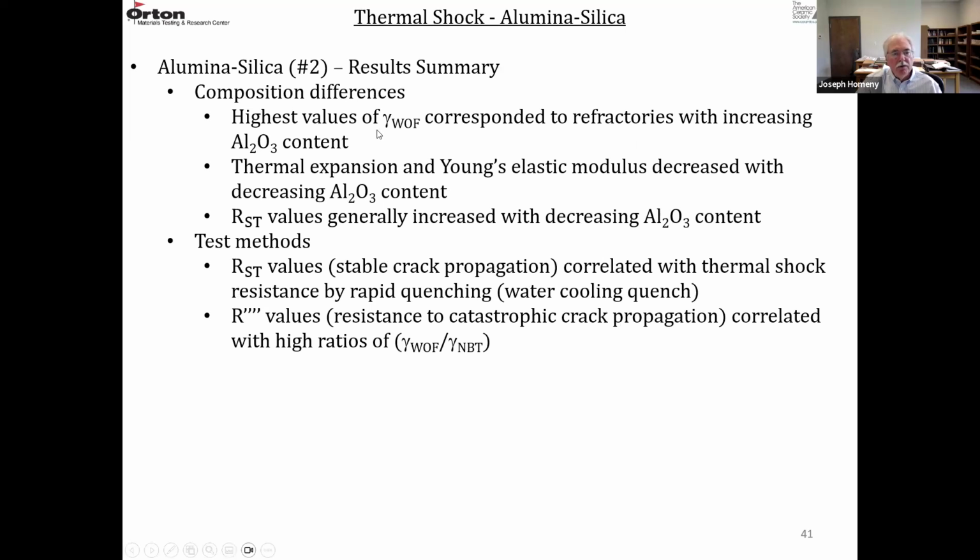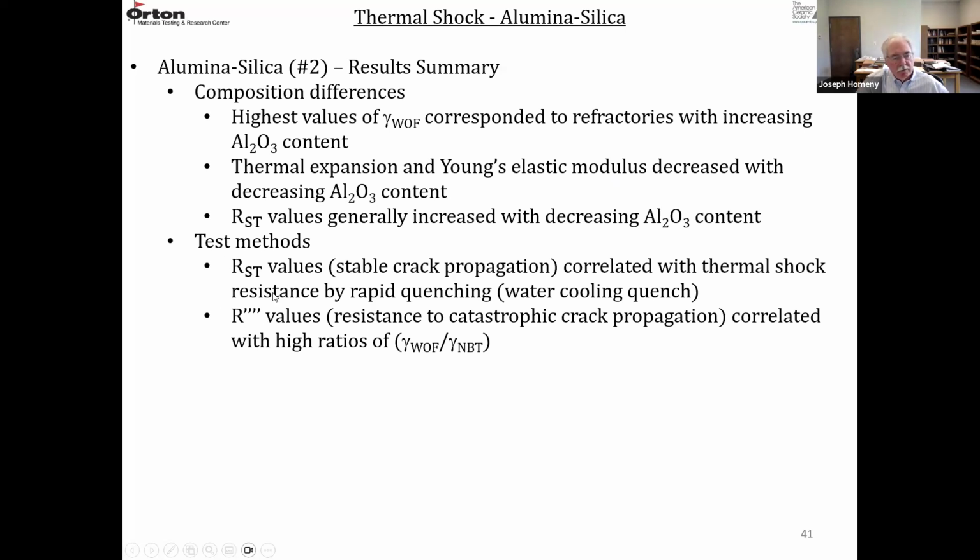So for compositional difference, the highest values of work of fracture corresponded to refractories with increasing alumina content. Thermal expansion and Young's modulus decreased with decreasing alumina content, and that's what you would expect, lower alumina contents. And the RST values increased with decreasing alumina content, probably because of the decreasing thermal expansion and decreasing Young's modulus.